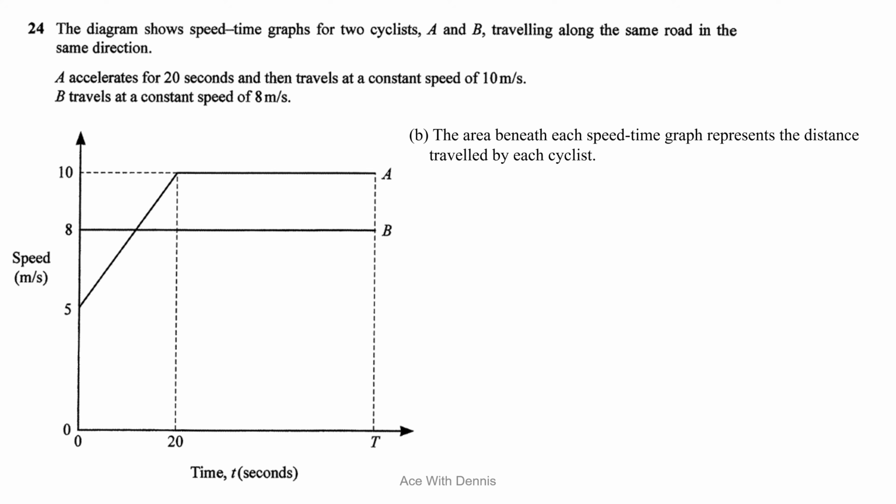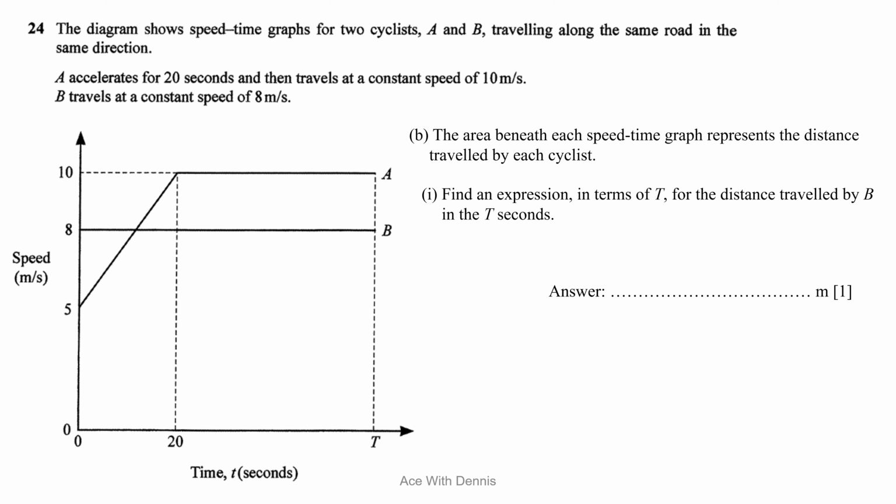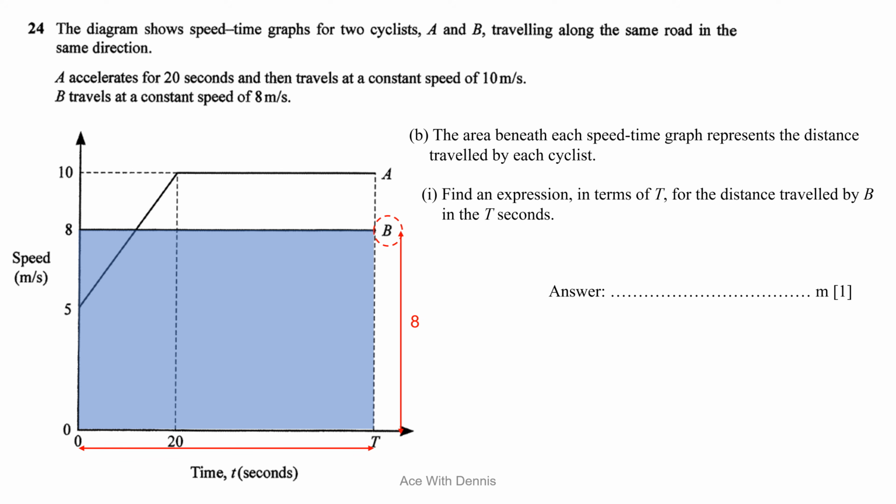B. The area beneath each speed-time graph represents the distance traveled by each cyclist. 1. Find an expression in terms of t for the distance traveled by B in t seconds. 1 mark. This is the graph for cyclist B, and we want to find the area under the graph. It is a rectangle, so the height is 8 and the length is t. So it will be 8t meters.